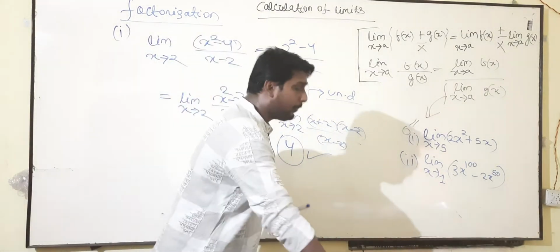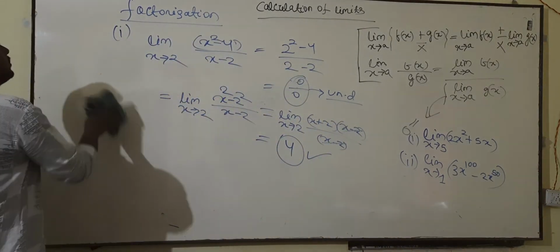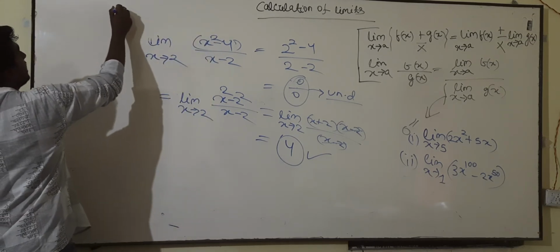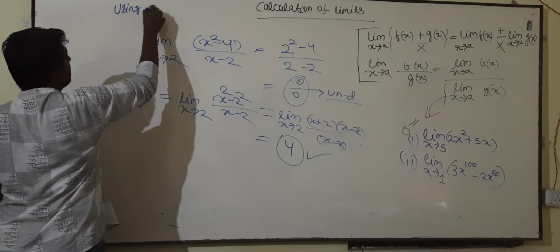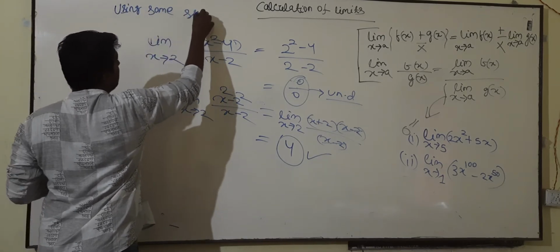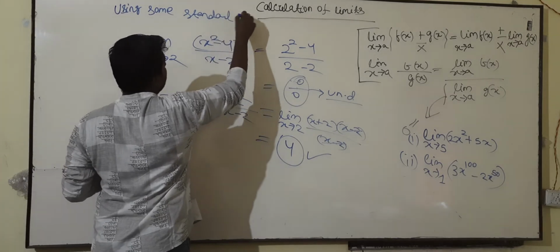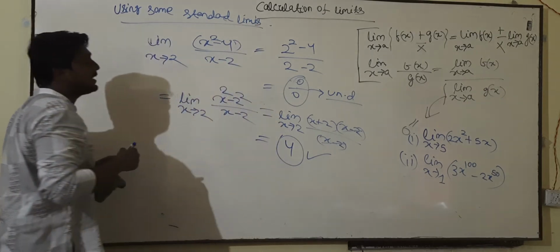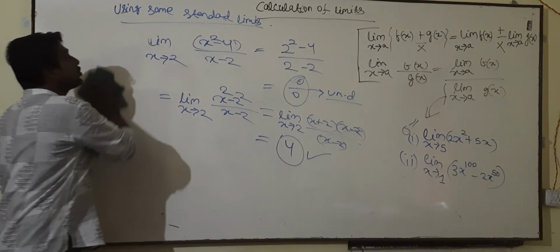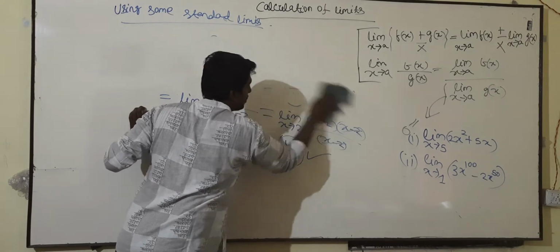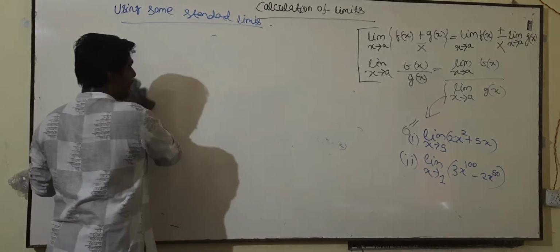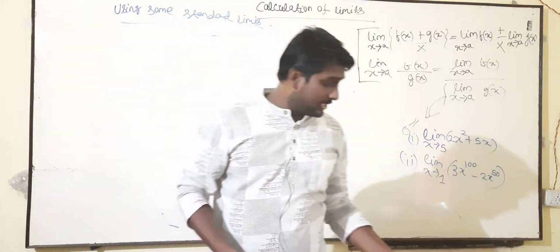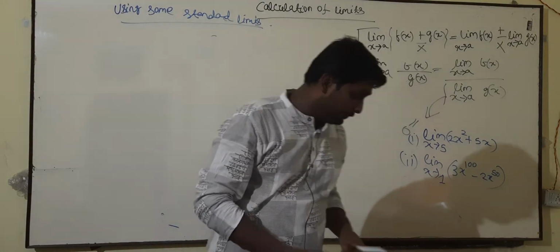The next kind of operation is known as using some standard limits. So we will be dealing with some problems just after we cover all the types of operations, and now we are covering all the kinds of operations that are present in the chapter limit.